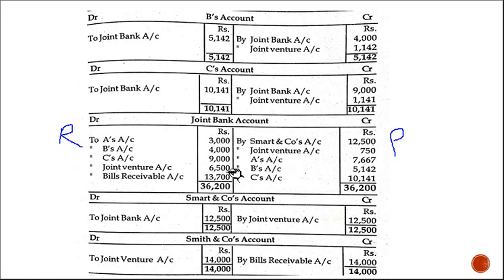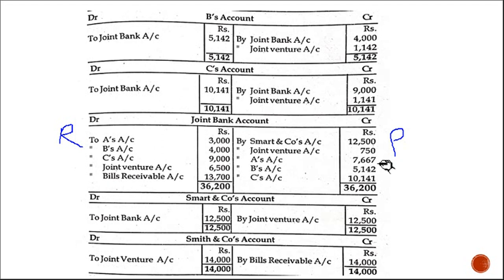What is 6,500? That is cash sales. Correct. So bank is receiving that amount. Bills receivable. So bills receivable and cash. How much cash did it get? 13,700. So these are the receipts. Credit side you have to write the payments. Which are the payments? For Smart and Company, it has to pay. It paid 12,500. Joint venture account 750, other expenses. You look at the journal entry. Where joint bank account is there, same thing you have to post here.